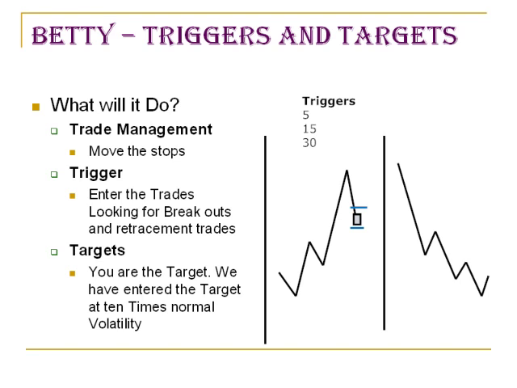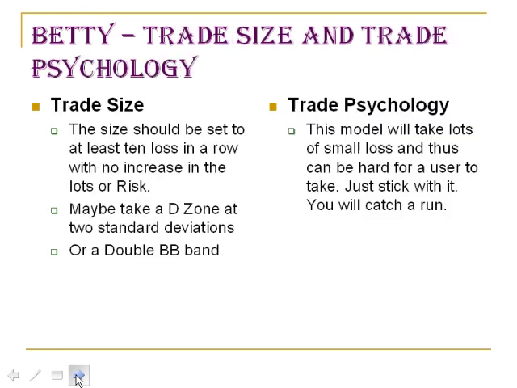It doesn't have a target. We've entered a target at 10 times normal volatility, so it doesn't really have a target in there. The trade size should be set to at least 10 losses in a row using the spreadsheet, with no increase in the lots or risk.